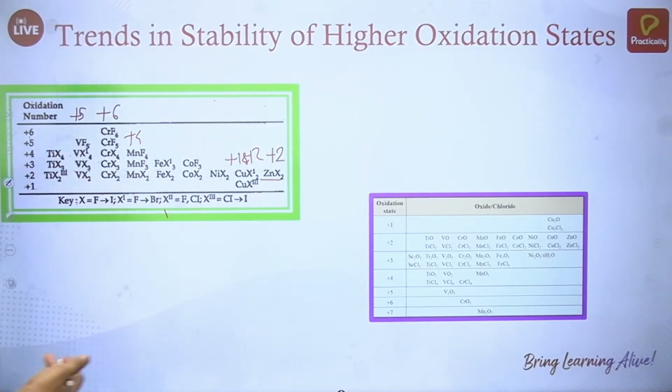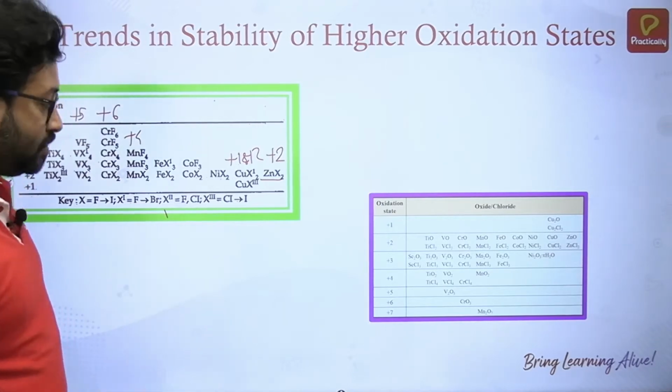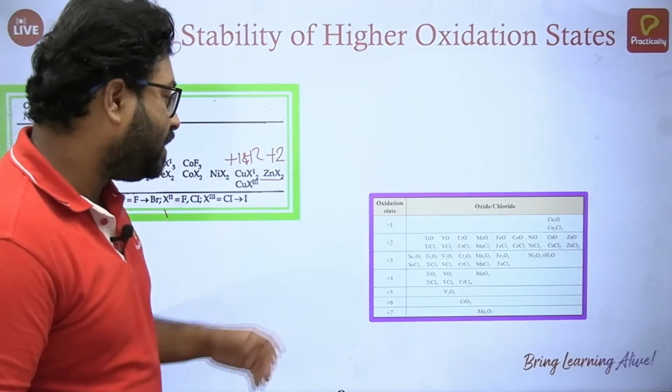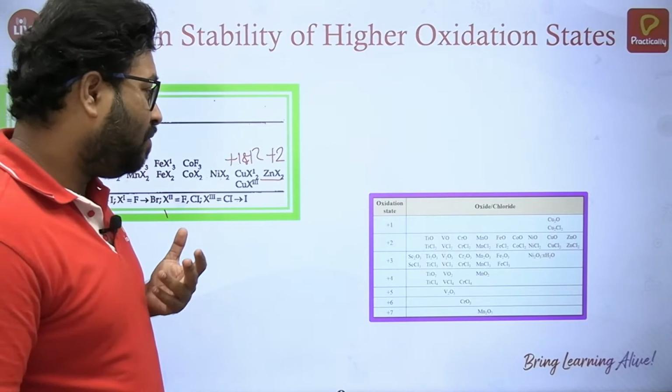So that is what the trends in stability of higher oxidation states are. Then oxide, chloride. I told you, let me repeat it once again.